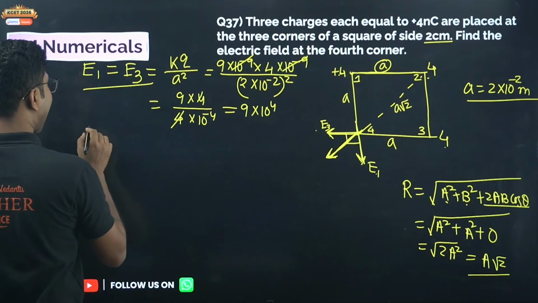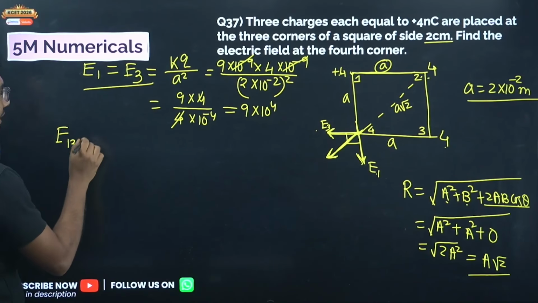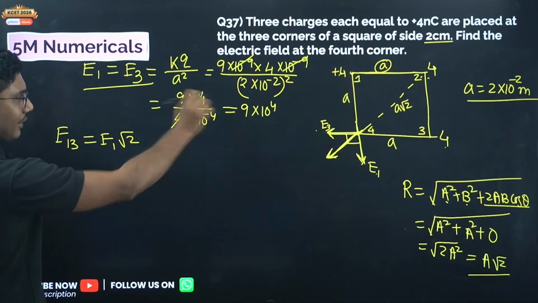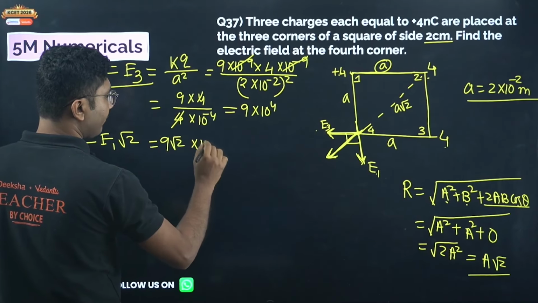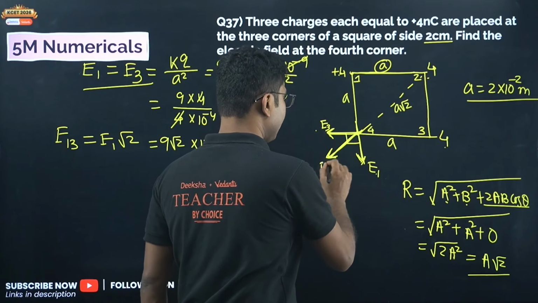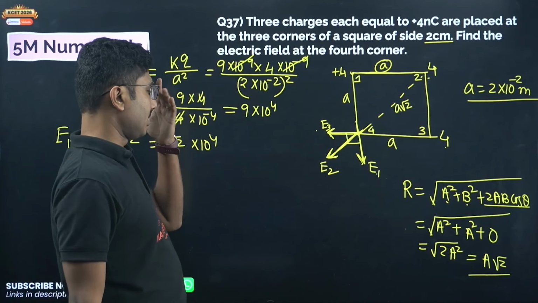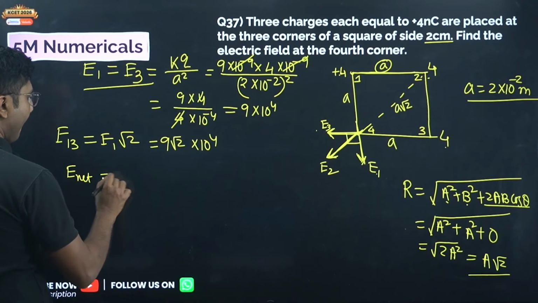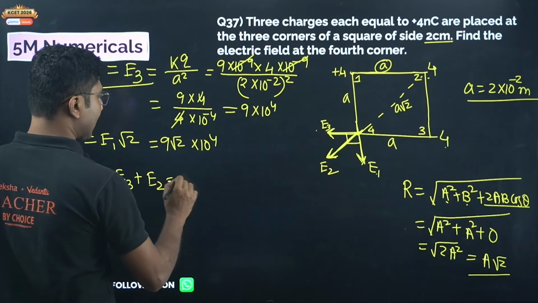So when we add E1 and E3, the net value E13 is given by any one magnitude times root 2. Magnitudes are same, so that value is 9 root 2 into 10 to the power of 4. This is the resultant of these two, and it is along the direction of E2. E2 and this quantity, they are in the same direction. So now the net electric field will be E13 plus E2. E13 we have calculated.